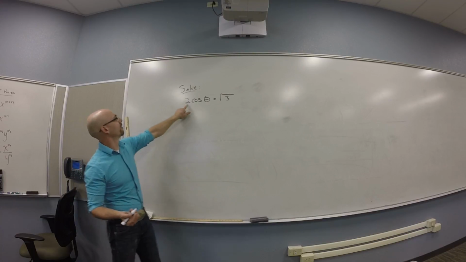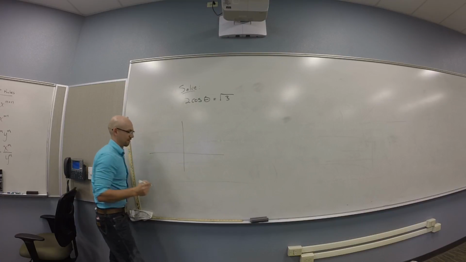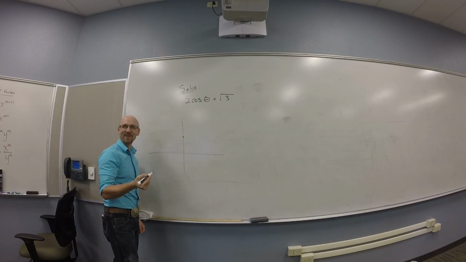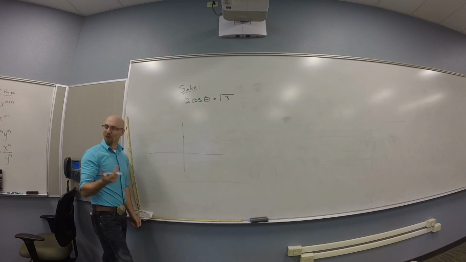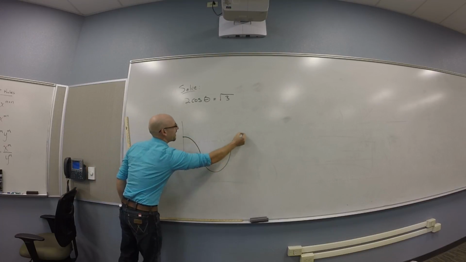Okay, so what does 2 cosine of theta look like graphically? It's a cosine wave. It's a sine wave, but the peak is at 0.